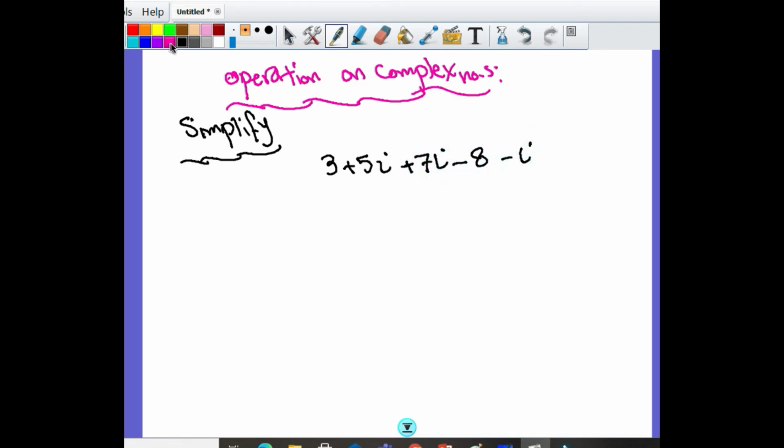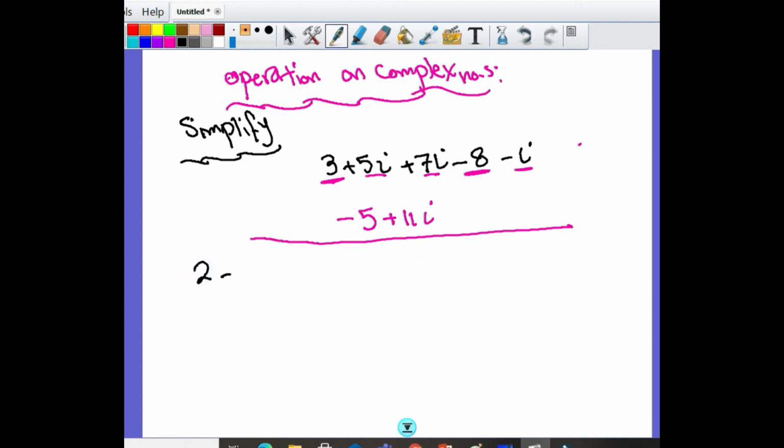في السمبليفاي هنعمل زي الايكواليتي، هاخد الريل مع الريل وبعد كده الايماجيناري مع الايماجيناري نمبرز. 3 minus 8 equals negative 5. 5i و 7i 12. 12 minus i معناها 11. 11 انا قلت 11 معناها بوزيتيف يبقى بلس 11i. ودي اول اكسرسايز عندنا. طب تعالوا ناخد كمان واحده كده نفهم مع بعض.